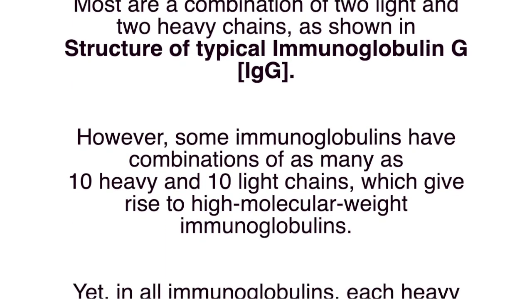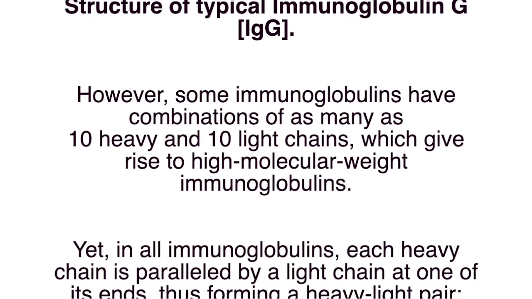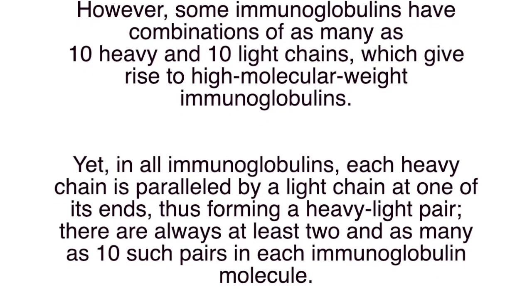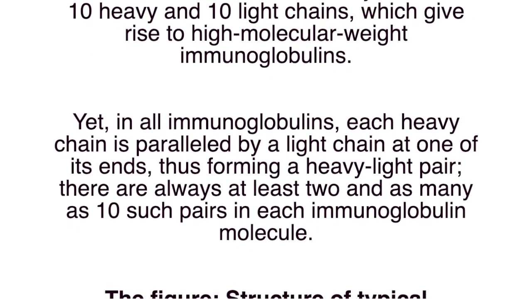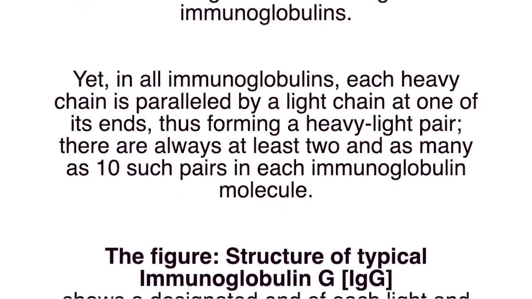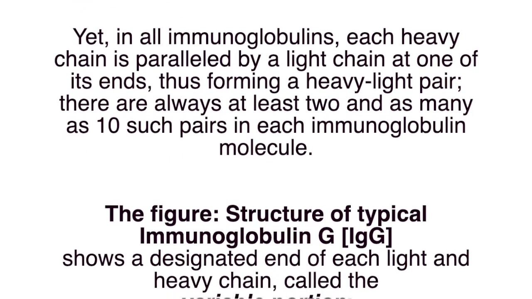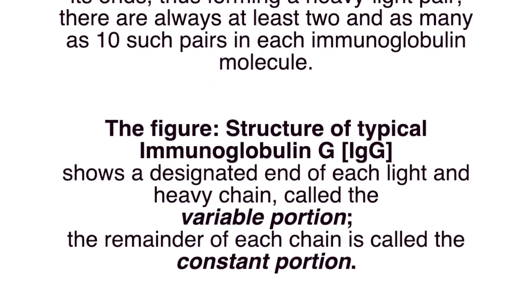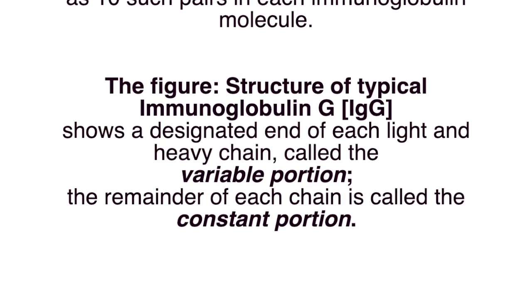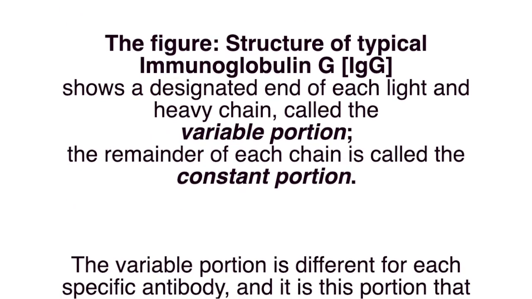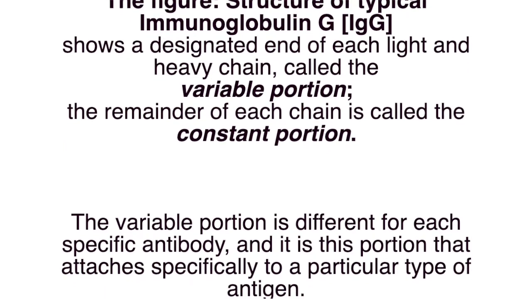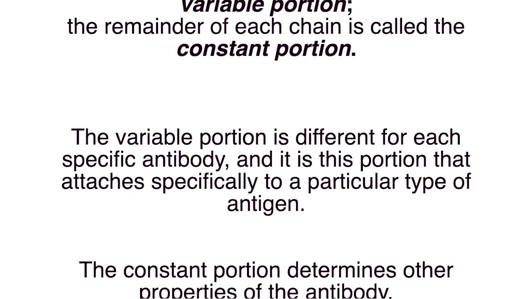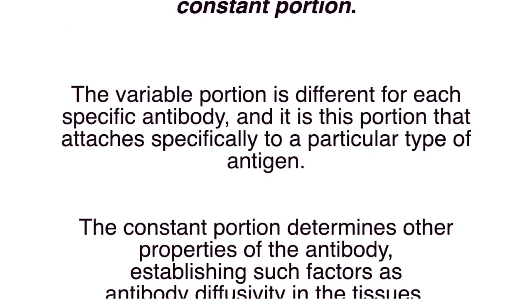molecular weight immunoglobulins. Yet, in all immunoglobulins, each heavy chain is paralleled by a light chain at one of its ends, thus forming a heavy-light pair. There are at least 2 and as many as 10 such pairs in each immunoglobulin molecule. The figure shows a designated end of each light chain called the variable portion. The remainder of each chain is called the constant portion. The variable portion is different for each specific antibody, and it is this portion that attaches specifically to a particular type of antigen.